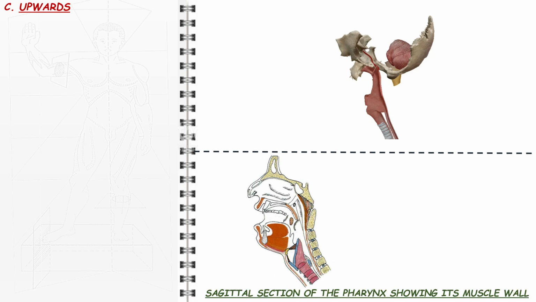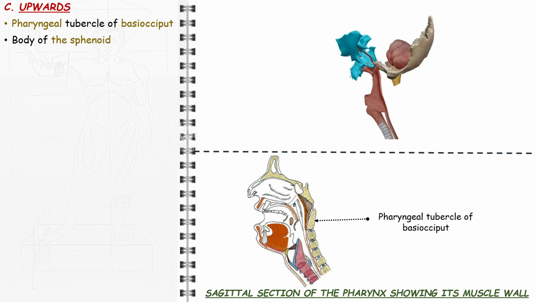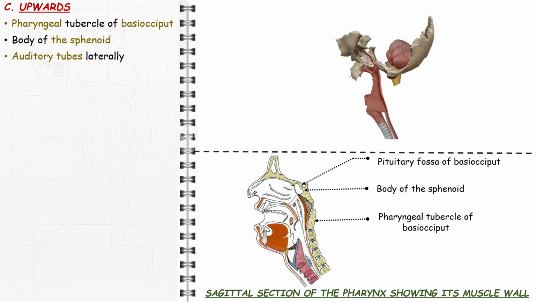Upwards, the pharynx is attached to the pharyngeal tubercle of the basiocciput through its median strong raphe and more posteriorly to the body of the sphenoid. The auditory tubes open laterally in front of the pharyngeal recesses.